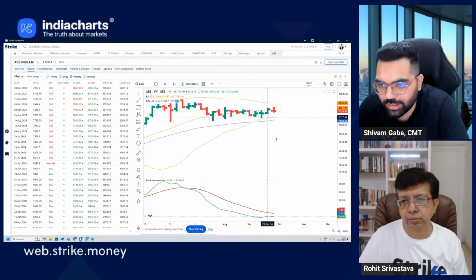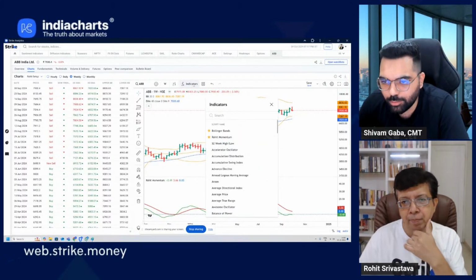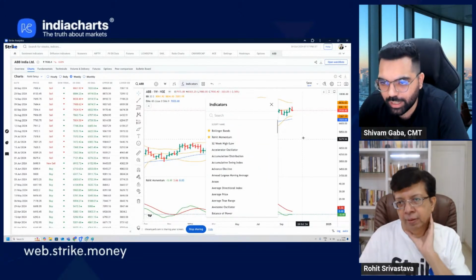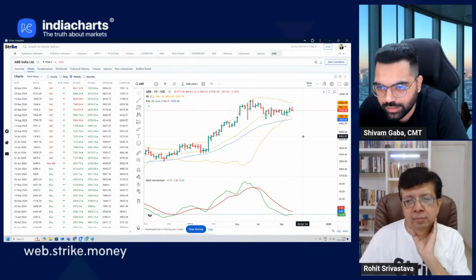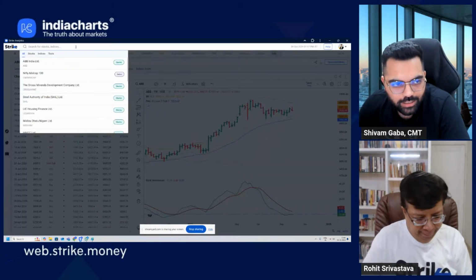So someone has requested that we go through a stock which is a sell on the monthly, buy on the weekly, buy on the daily. So this chart is EIH Hotel. If you can take that chart as an example.